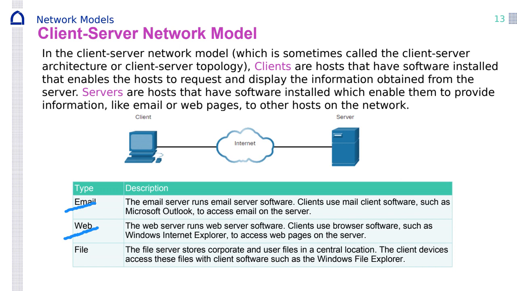The third one is file server. It stores corporate and user files in a central location. The client device accesses the files with the client software such as Windows File Explorer. You know, when you want to share files or access files, we go to the File Explorer. You see this one here? So we can access files on the network from here, if they allow us. Very good.